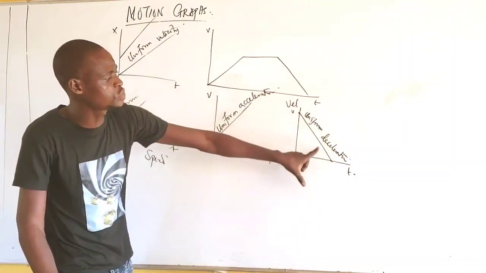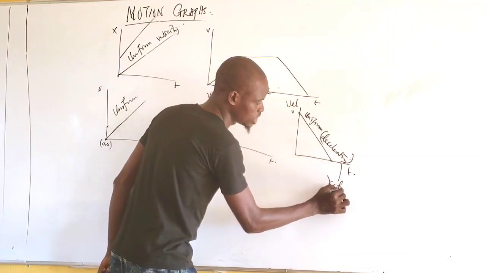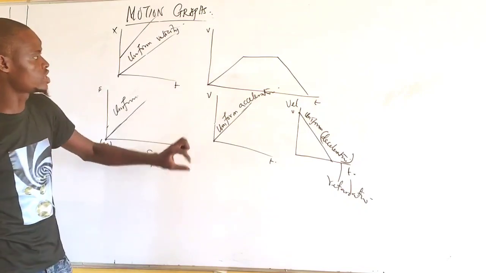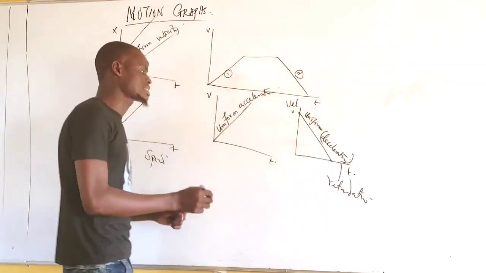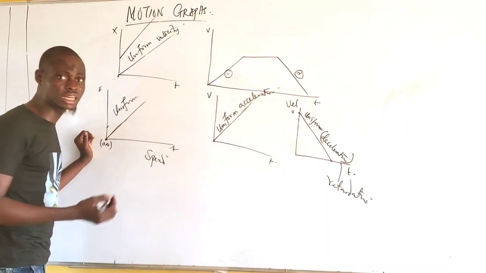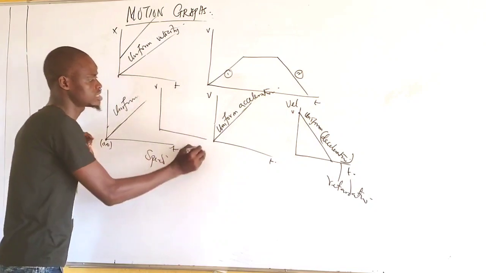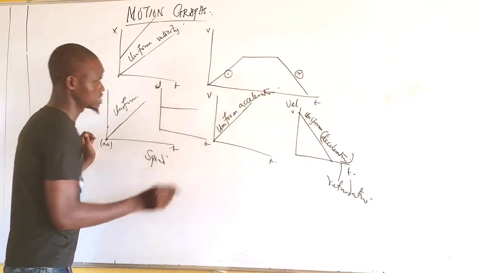So this indicates uniform deceleration, or you can easily call this uniform retardation. Altogether, that is the third part of it. Now, the last graph you are likely to see under the velocity time graph is a graph of velocity against time, and I have something of this kind.